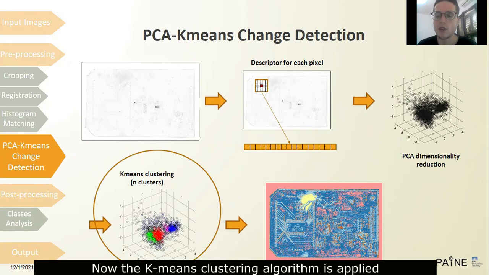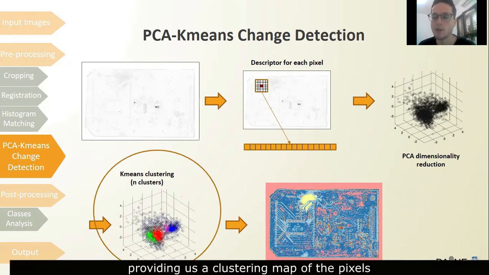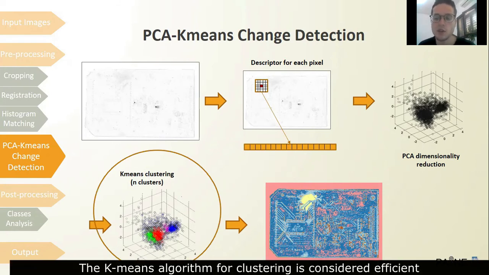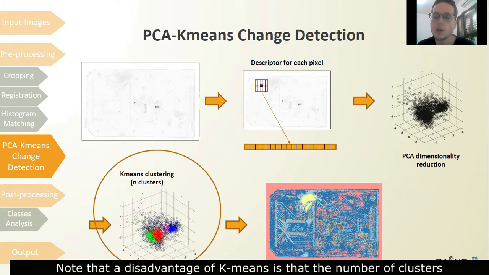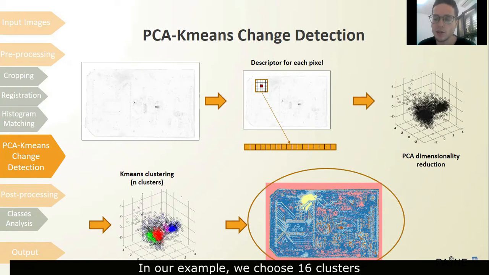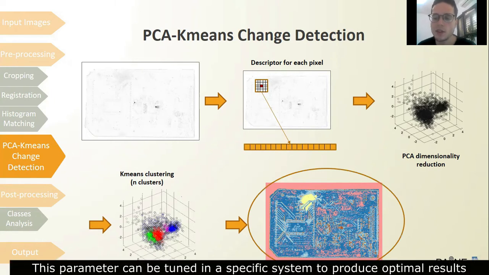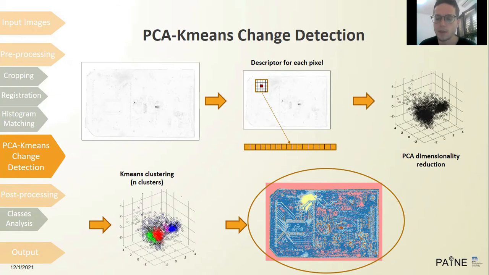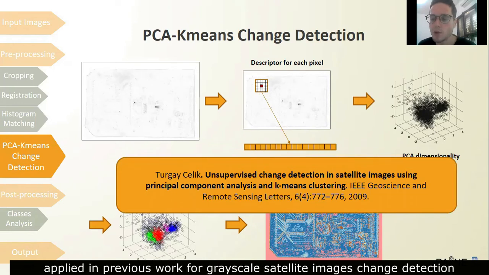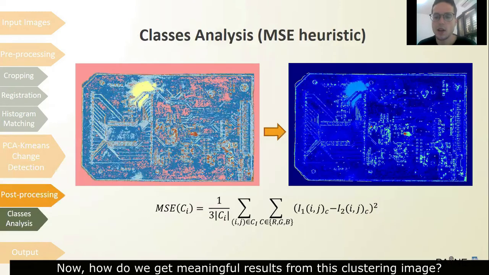Now, the K-means clustering algorithm is applied, providing us a clustering map of the pixels according to different levels of change. The K-means algorithm for clustering is considered efficient working on large datasets. Note that a disadvantage of K-means is that the number of clusters should be provided to the algorithm. In our example, we choose 16 clusters. This parameter can be tuned in a specific system to produce optimal results. This unsupervised change detection algorithm is a variation of a method applied in previous work for grayscale satellite images change detection. Now, how do we get meaningful results from this clustering image?